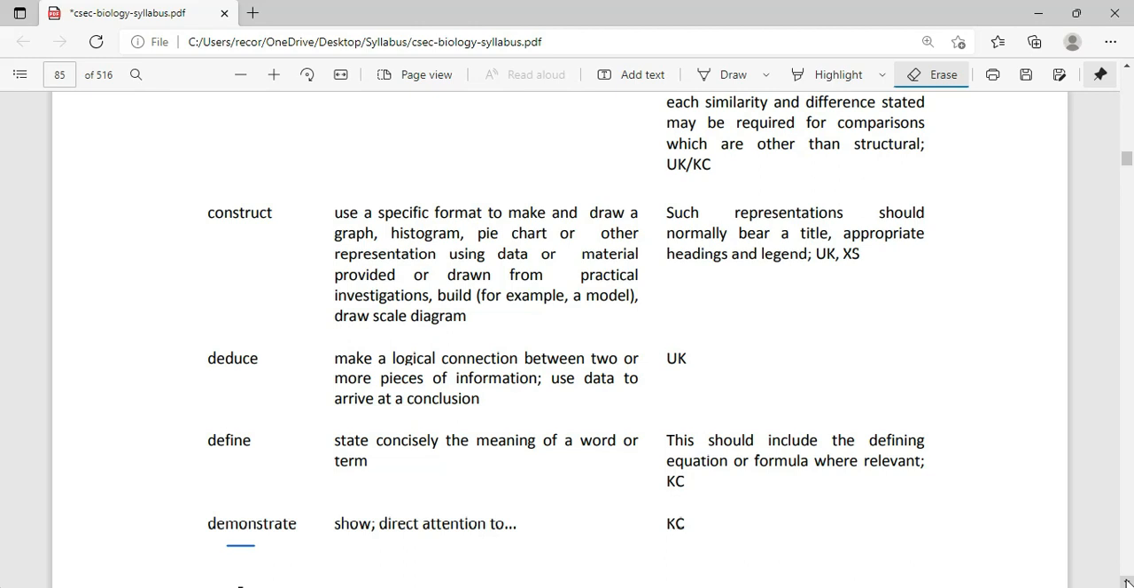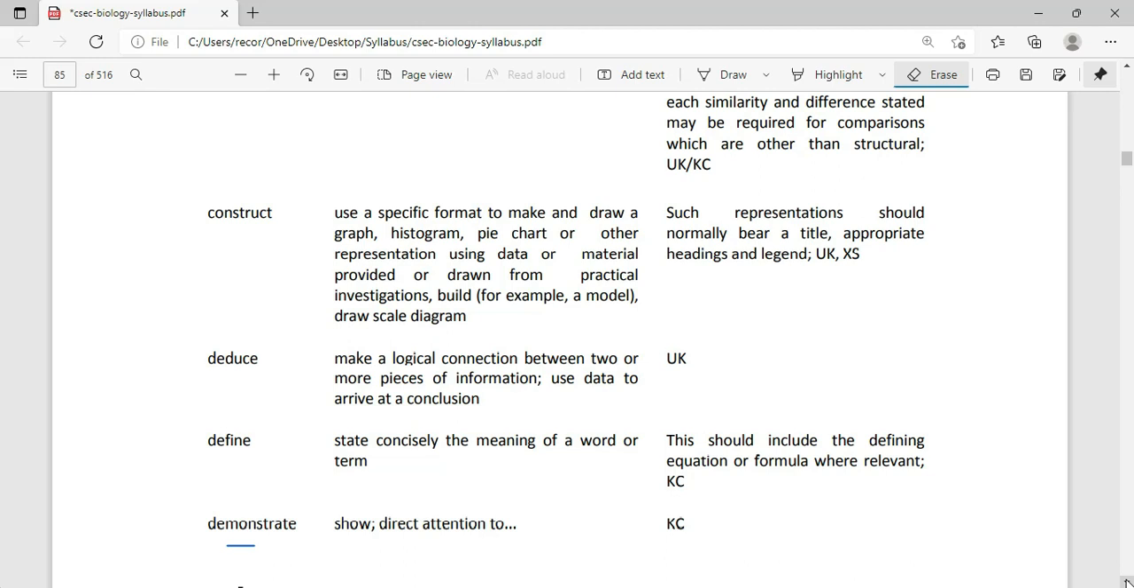Define, state concisely the meaning of a word or term. What is expected? This should include the definition, equation, or formula where relevant. So we can think about photosynthesis here.